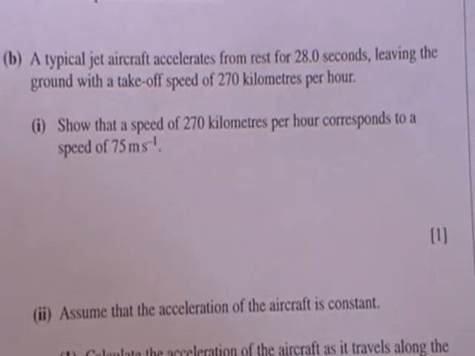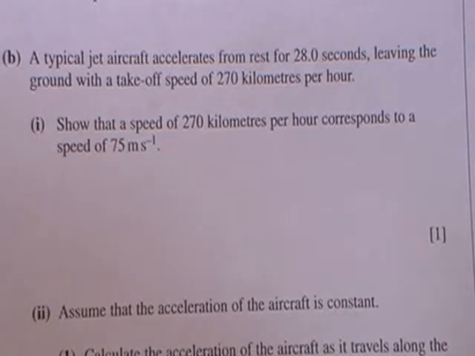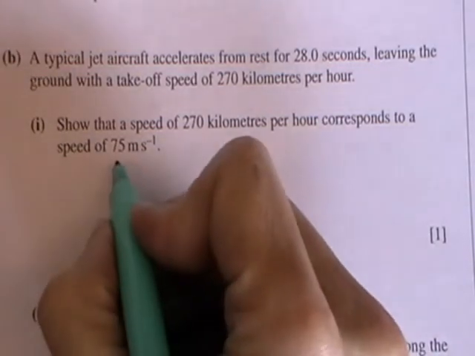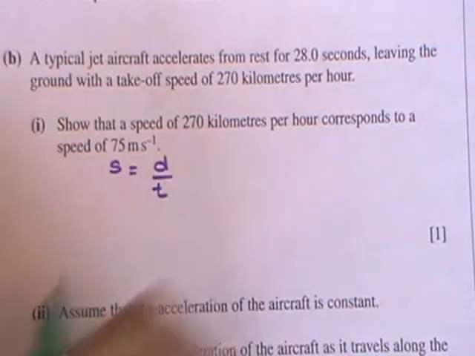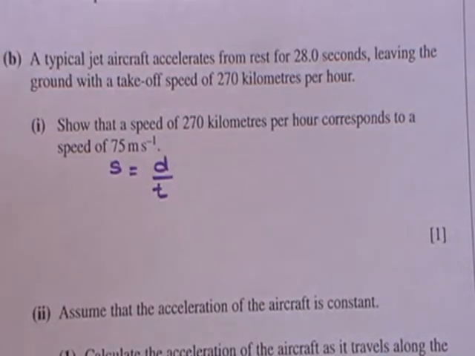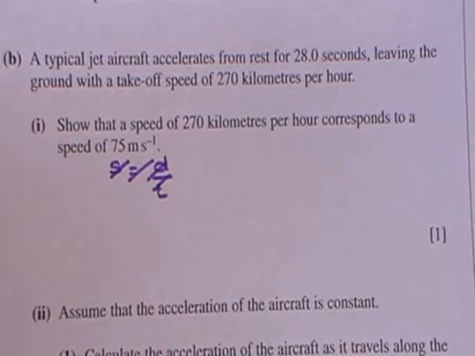The next part of the question then says a typical jet aircraft accelerates from rest for 28 seconds, leaving the ground with a takeoff speed of 270 kilometers per hour. Show that a speed of 270 kilometers per hour corresponds to a speed of 75 meters per second. So speed is distance over time. In fact, that's not what we're going to do yet. All we're going to do is change the 270 kilometers per hour into meters per second.